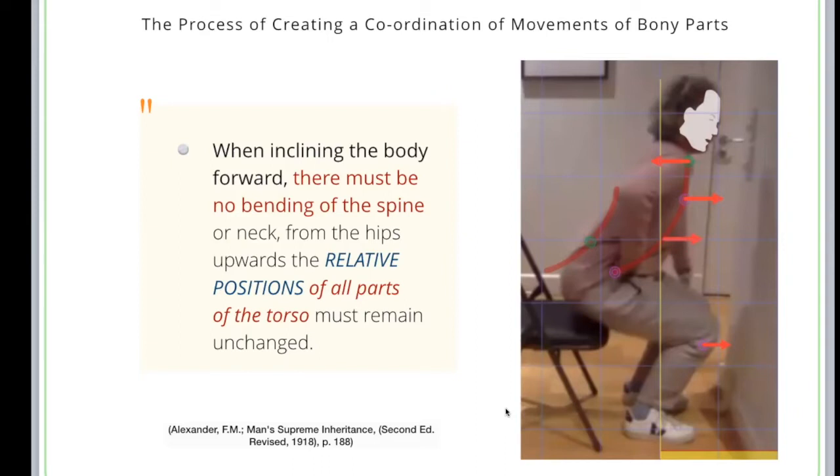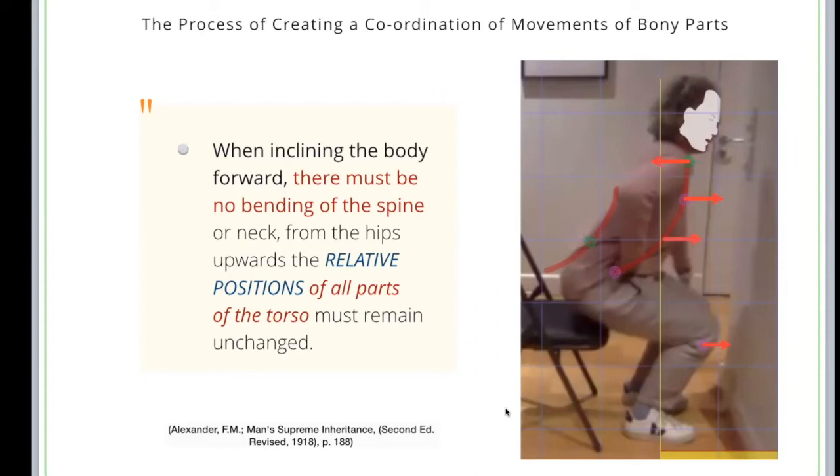So it's quite interesting that that comes also from the lack of accuracy, the lack of description that Alexander is giving. Because here, when he says from the hips upwards, the relative position of all the parts of the torso must remain unchanged. Most people would just see position. The position of the parts must remain unchanged. Well, of course, the person is moving in space, so the position of the parts in space is changing. And how fast they are changing relatively to one another is the problem, is the matter here.